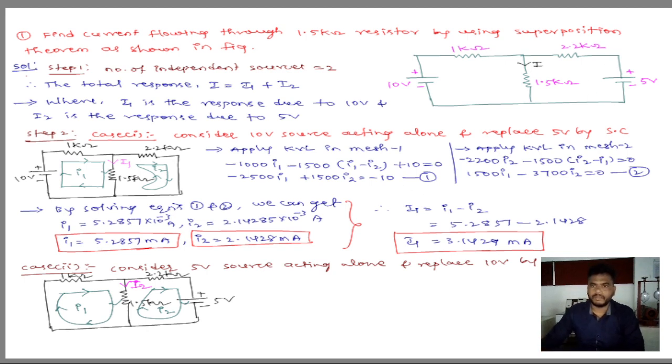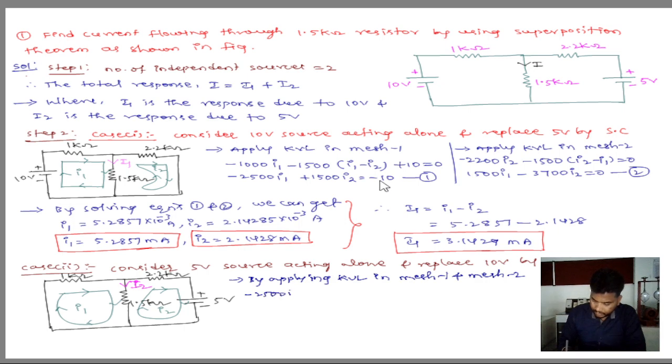By applying KVL in mesh 1 and mesh 2, the equation here, in place of 10 put 0, as it is: minus 2500 I1 plus 1500 I2 is equal to 0. This is equation number 1.